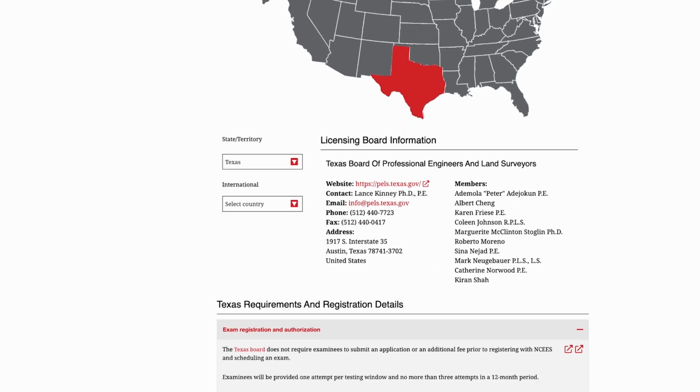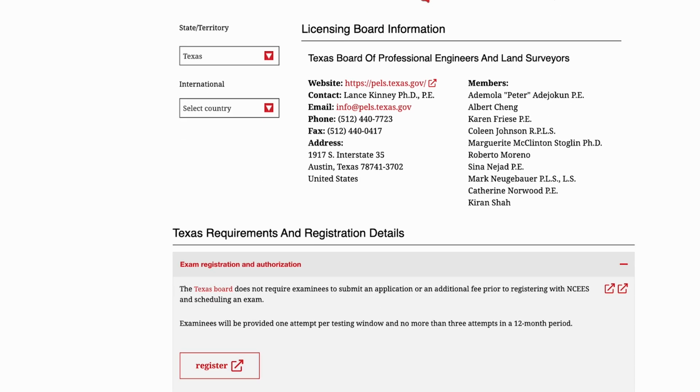Now that I practice in Texas, we can also look at the Texas requirements, which it also doesn't seem like there are any. So if there are no requirements to take the FE in your state, all you have to do is create an account and register online.